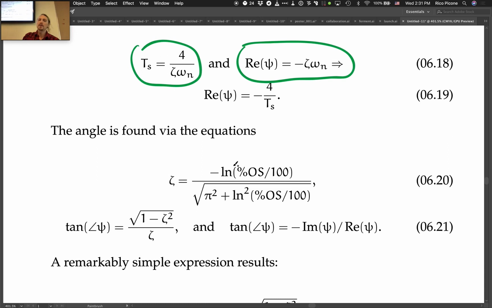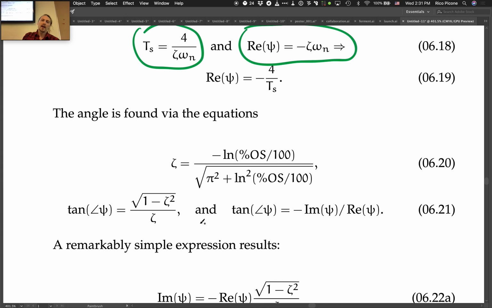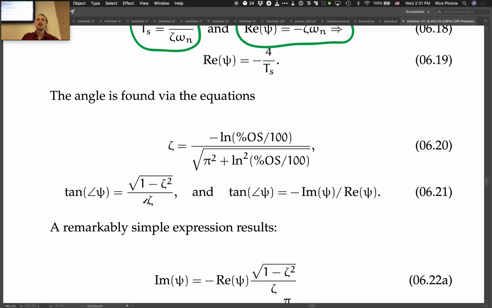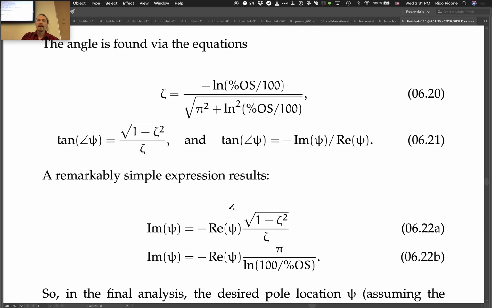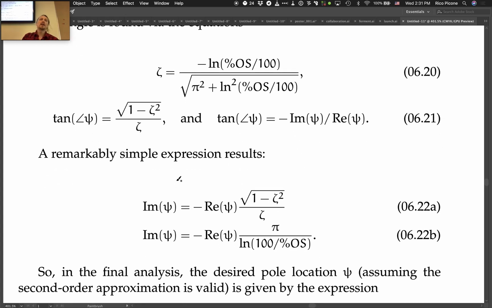So the damping ratio is related to the percent overshoot. This was given in chapter 3, and it was given as one of the geometric interpretations. So what we can do is use these geometric relationships here to solve for the imaginary part of psi, which we need to know too. We need to know the real part of psi, and we need to know the imaginary part of psi.